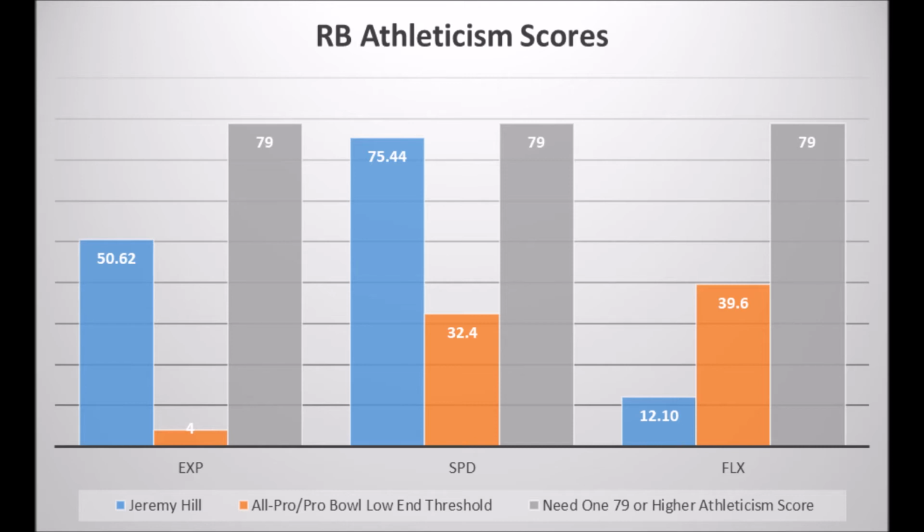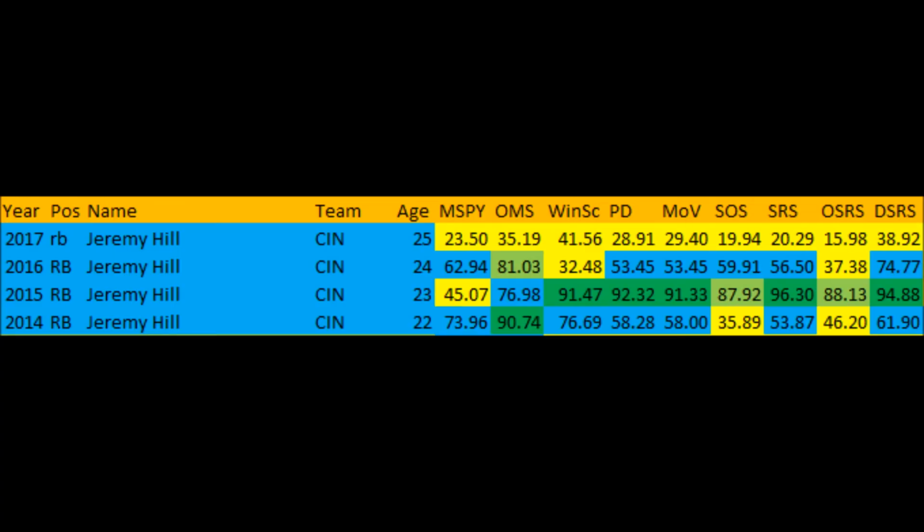Getting to his overall data, now we're looking at things from a macro perspective. MSPY is passing yardage market share, and OMS is total offensive market share. Again, all terms and definitions are in the description, so you can go there as a reference point for all the data points that are right here. But all you really need to know is when it comes to Jeremy Hill, he had a very good rookie season in terms of macro data, in terms of yardage and stuff like that.